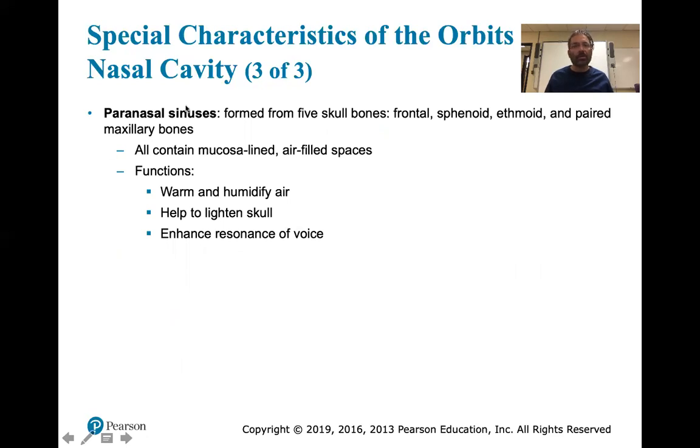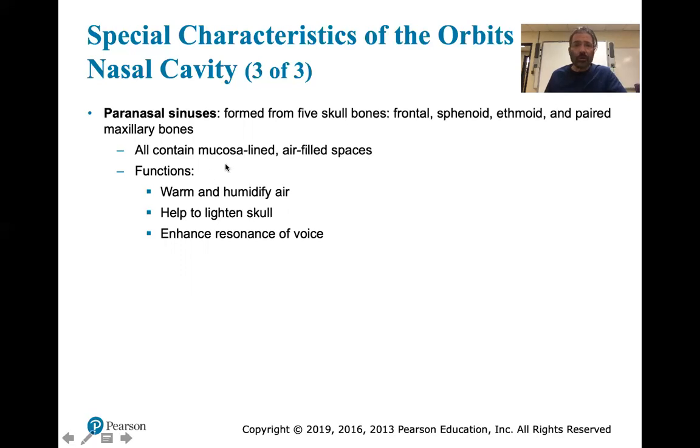Paranasal. Para usually means around or side of, formed by 5 skull bones. They all contain, and here's the key, mucus-lined air-filled spaces. Anything that's external to your body, any part of your body that is in contact with the external environment, and your nose is, because you're breathing in external air, is mucus-lined. So we want mucus there. Remember too, anything that's mucus-lined usually has IgA, immunoglobulin A antibodies in it.